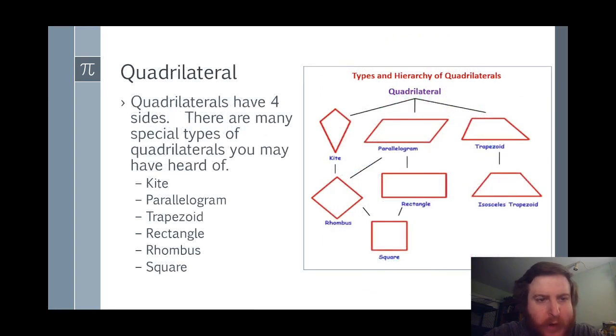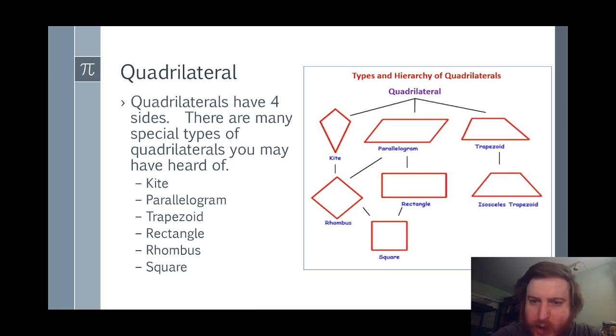All right, for quadrilaterals, that's a 4-sided shape, and there are a ton of different types. One thing I want us to realize with this diagram is that anything with an arrow pointing down, the shape below it is a type of whatever's above it. So a kite is a kind of quadrilateral. And then a rhombus is a type of kite. And then a square is a type of rhombus.